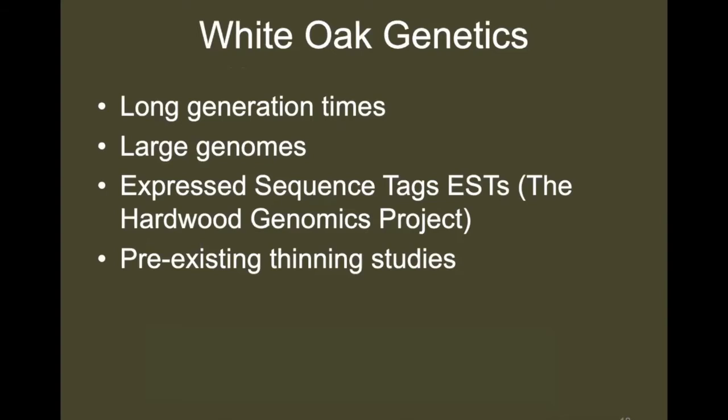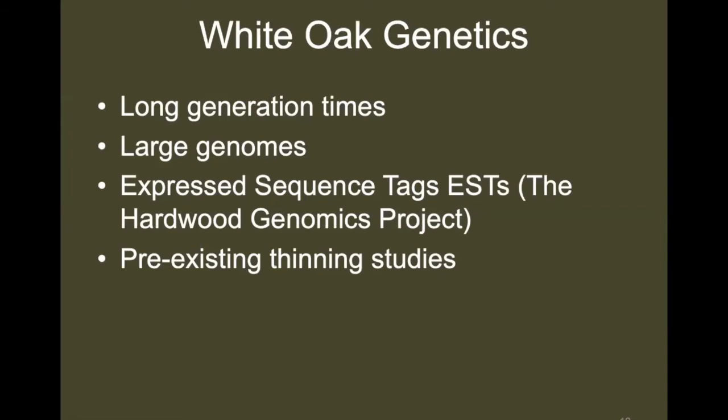So white oak genetics and genomics, similar to other forest tree species, have traditionally not been studied too much in population genetics, and that's for a variety of reasons. White oak, like other forest trees, has very long generation times. In comparison to studying a plant that you can get multiple generations out of over several months, it takes years to get a generation out of a white oak tree. And in addition, they have very large, complex genomes, making them difficult to study.